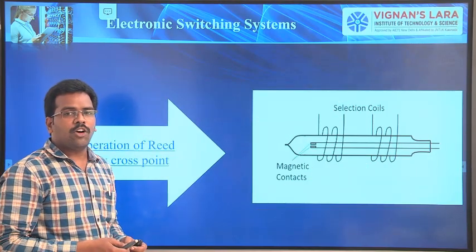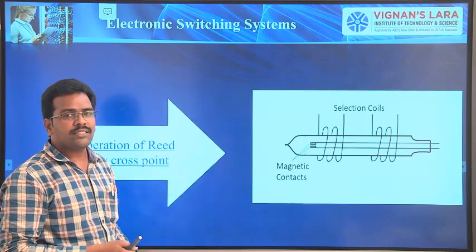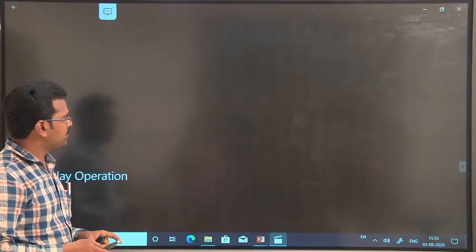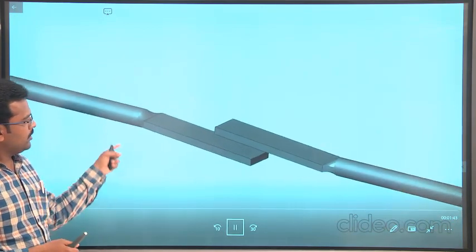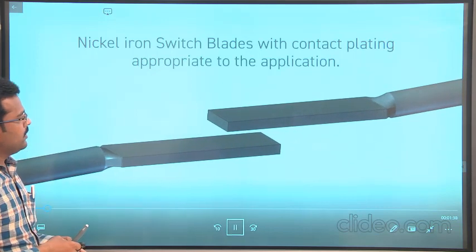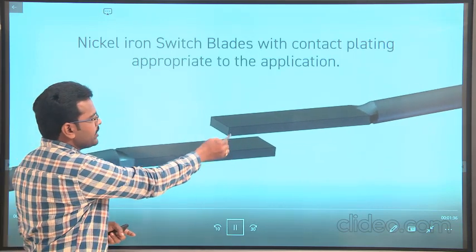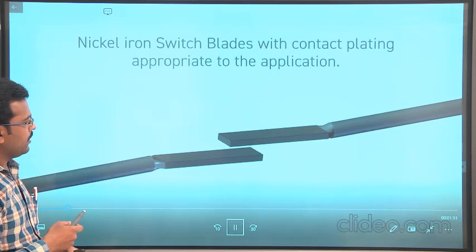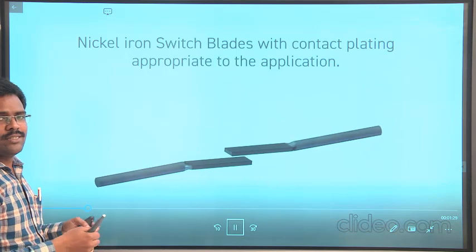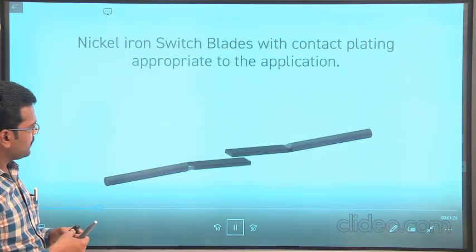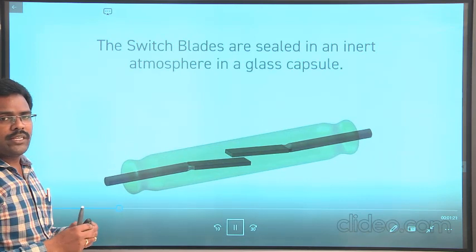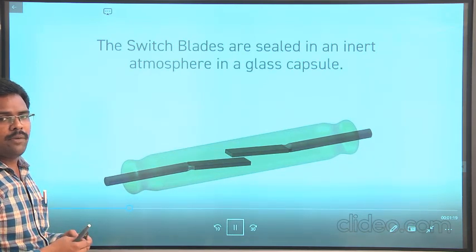Okay, now you can see the operation of these reed relays in terms of animation. Now watch this video. So these are the two magnetic contact points. The spacing between these two is 0.2 mm. Now these contact points are sealed inside a glass tube so that we can eliminate the contaminants from outside.